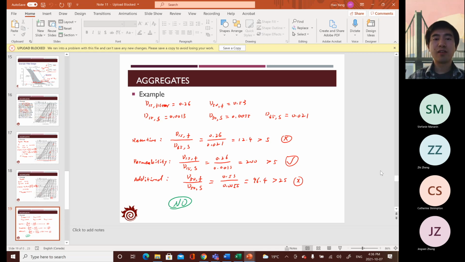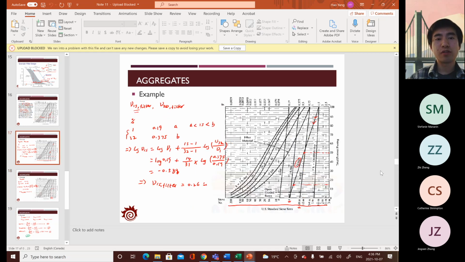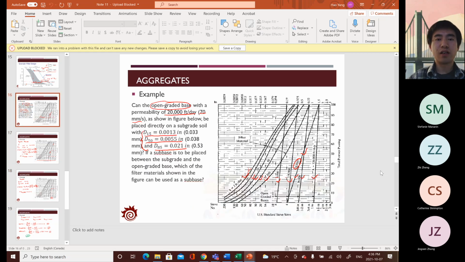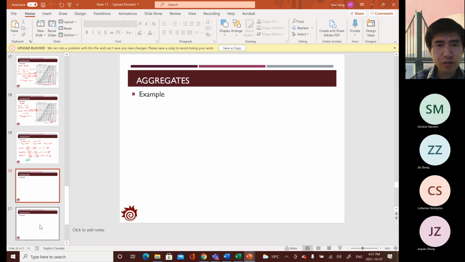Then for the next question, what we want to check is what kind of material we should use if the base is to be placed between the subgrade and the open graded base. Which filtering material in the figure on the right is appropriate? Let's see what we can do. First of all, let's draw a figure of the specific problem.